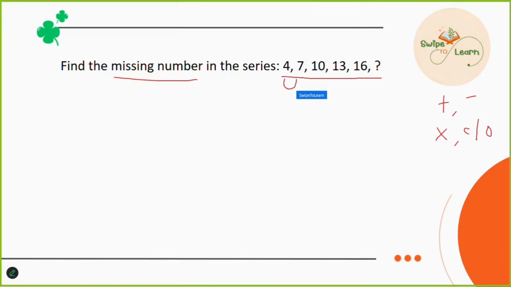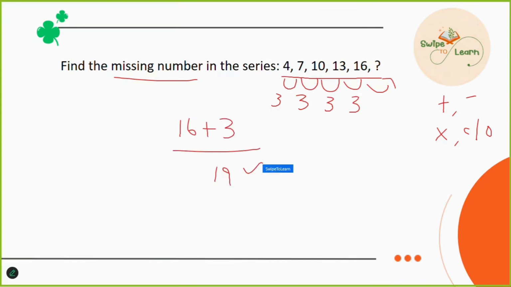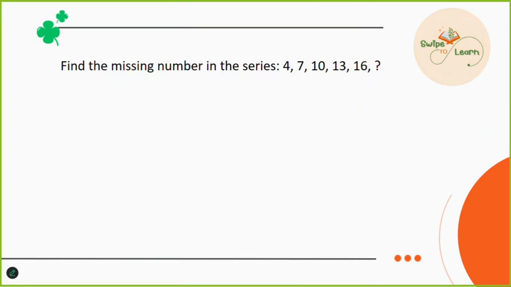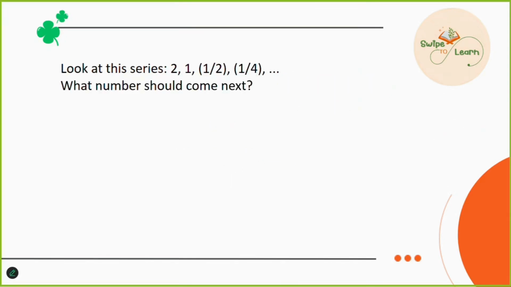4 and 7, the difference is 3. 7 and 10, the difference is 3. 10 and 13, the difference is 3. And again here, the difference is 3. Yes, we got the logic. What would be the next term? The next term would be 16 plus 3, which is 19. So 19 is the missing term in this series. Looks very simple, right?